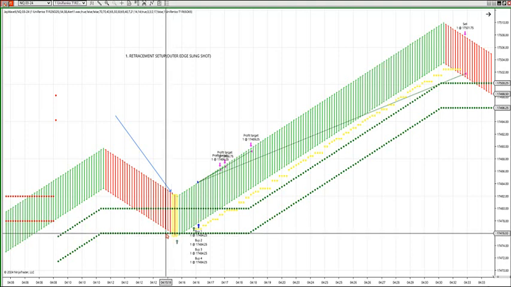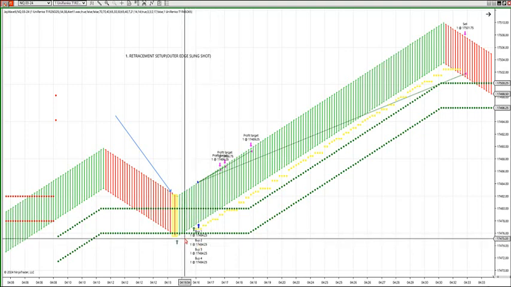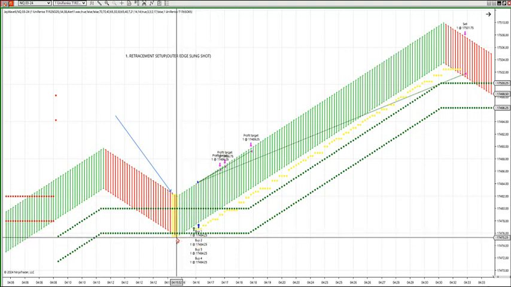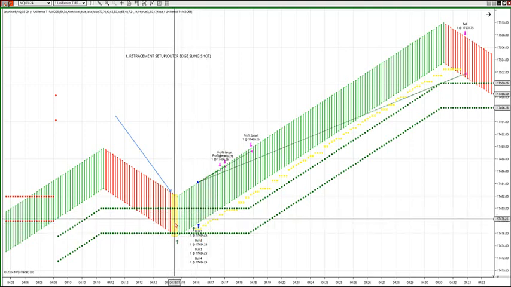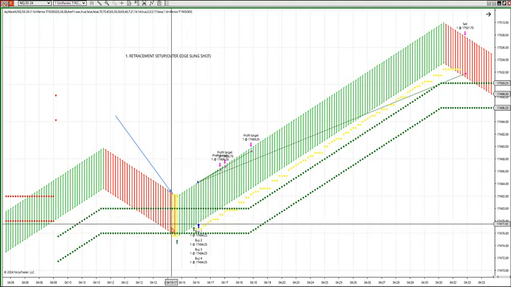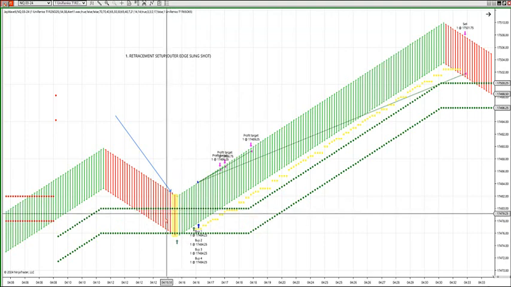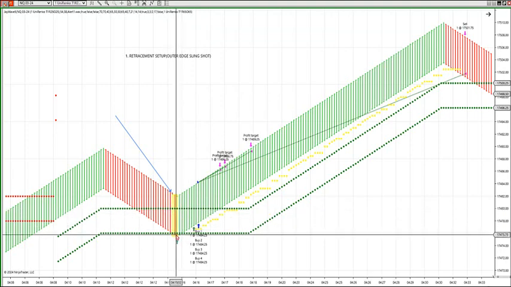It cannot trend change, meaning it cannot go from green to red before it closes back inside the zone. So what we're trying to do is qualify if this outer edge is going to hold. And this is this morning's trade on the NQ. Is it going to hold if we close outside this outer edge?